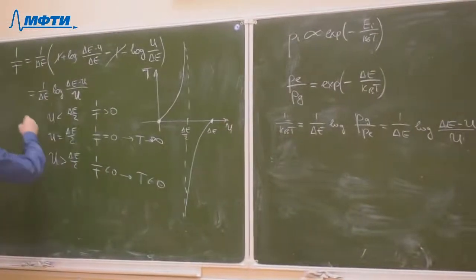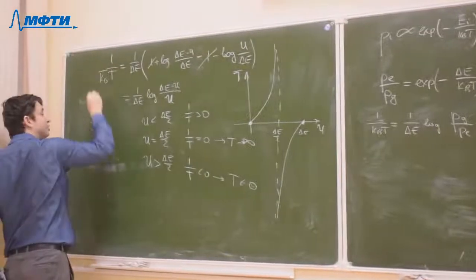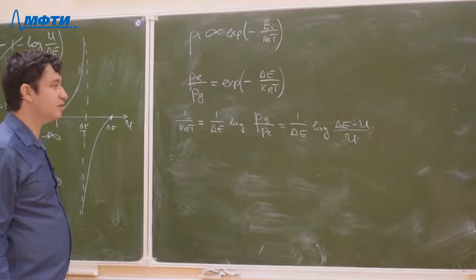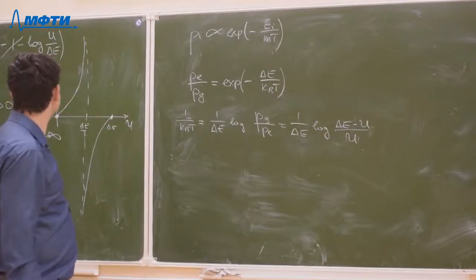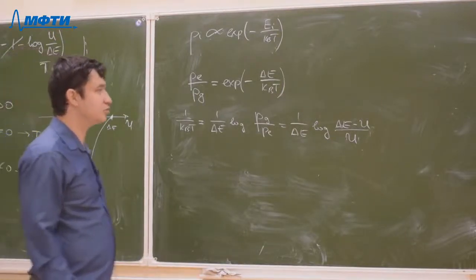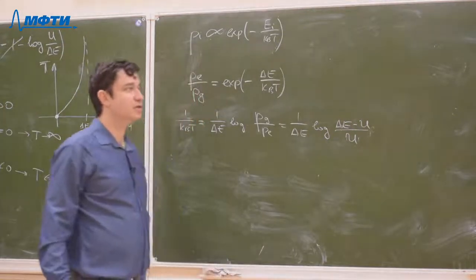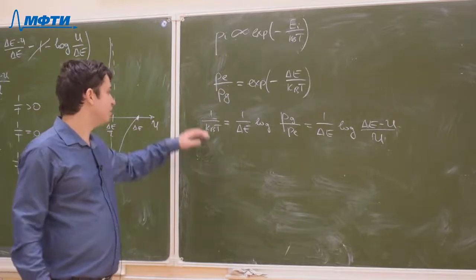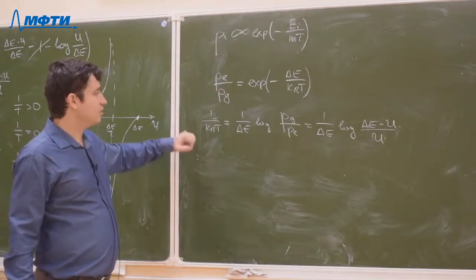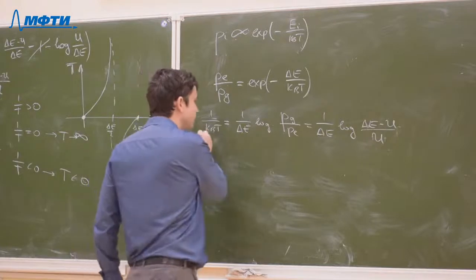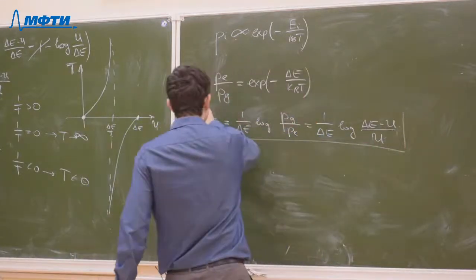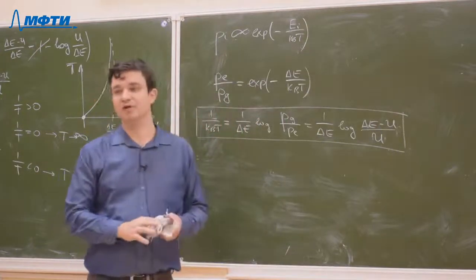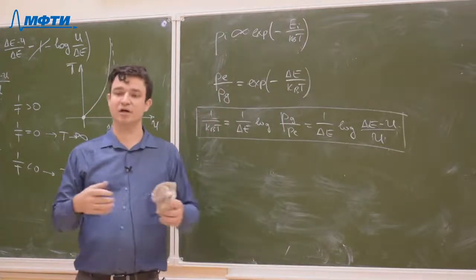Here I have forgotten kB as usual. Well, mostly when doing statistical physics, typically this kB is assumed to be equal to 1. That allows expressions to be simpler. The same result. That means that actually negative temperatures are possible when we have a certain system whose energy spectrum is limited.